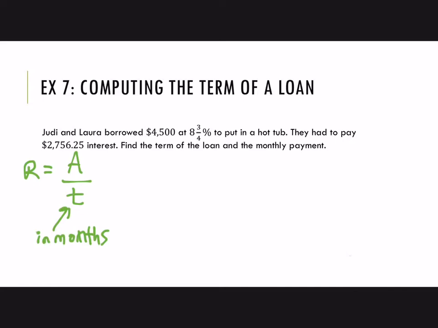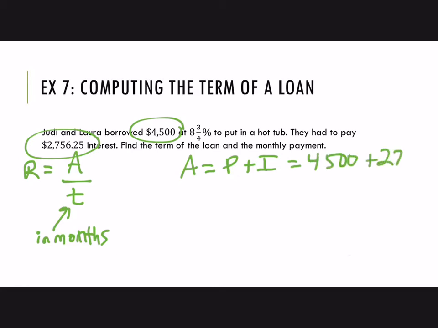So we know that they borrowed $4,500, and then they also had to pay this amount in interest. So future value is principal plus interest, or 4,500 plus 2,756.25. So the total amount that they owe is $7,256.25.